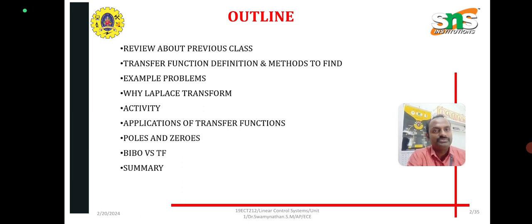So, review of the previous class. First, we discussed the ordinary differential equation, partial differential equation, heat equation, Laplace equation, and wave equation. Next, the transfer function definition and the methods to find it. And next, the problems and why the Laplace transform is used, followed by the applications of transfer function, poles and zeros, bounded input, bounded output versus the transfer function, and the summary.